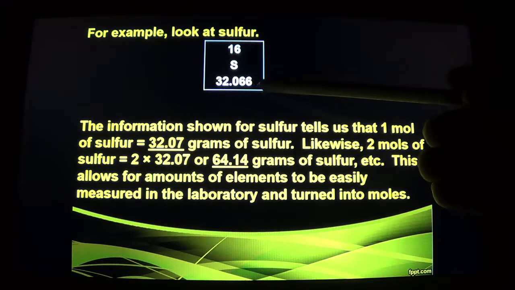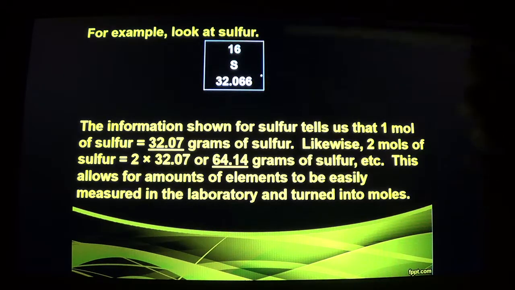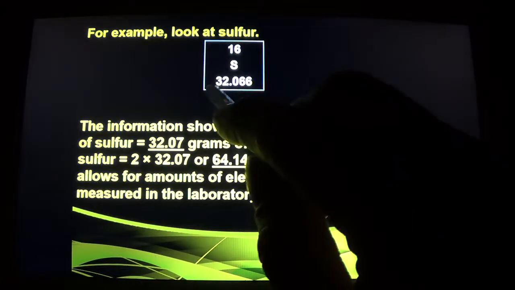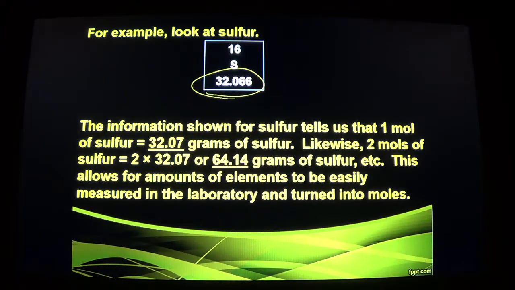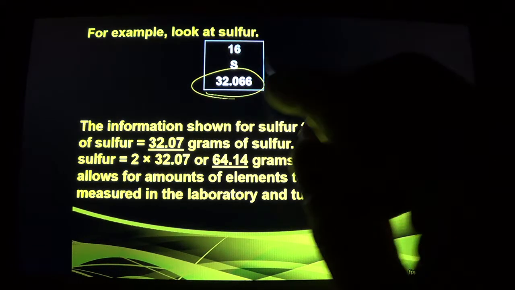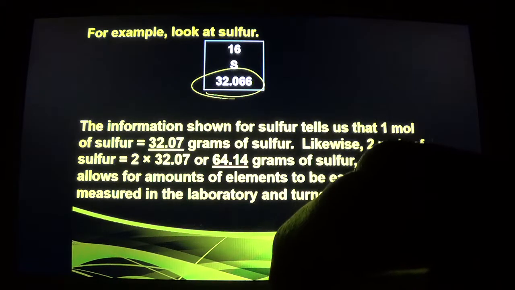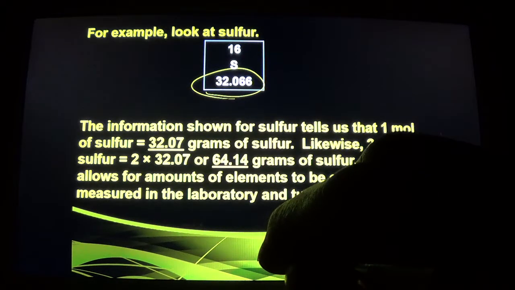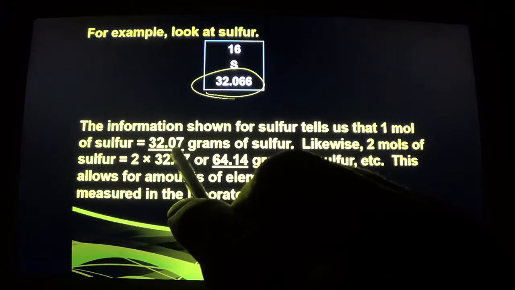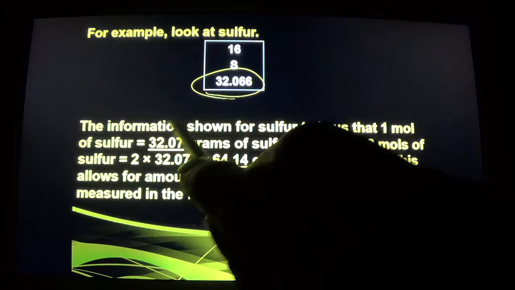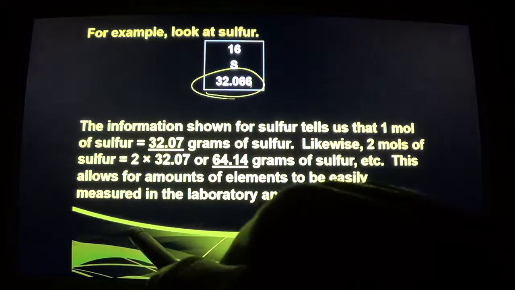Scientists have already done it for us and put it in a very nice, neat, organized table called the periodic table. So I took a box for sulfur from the periodic table, and that number on the bottom there, the one that will always be a decimal, that's your molar mass. That is the grams for 1 mole of that element. So if I tell you in lab, hey, measure out 1 mole of sulfur, you're going to measure out 32.07 grams, because our balances only go to the hundredths place, so that's what you'd have to round that to.